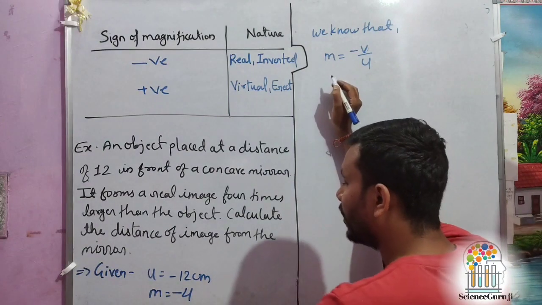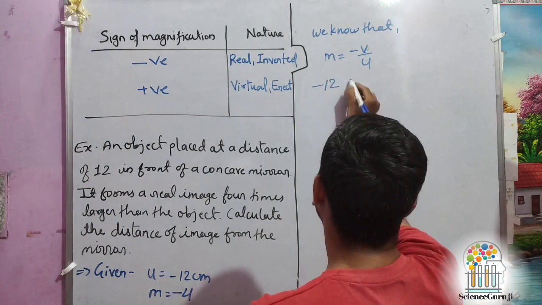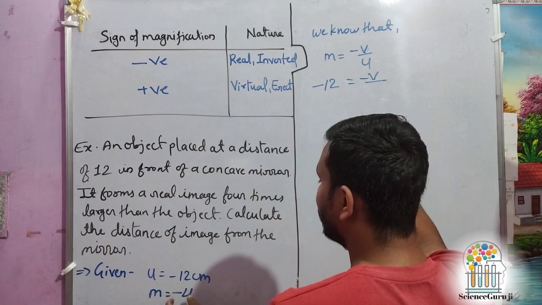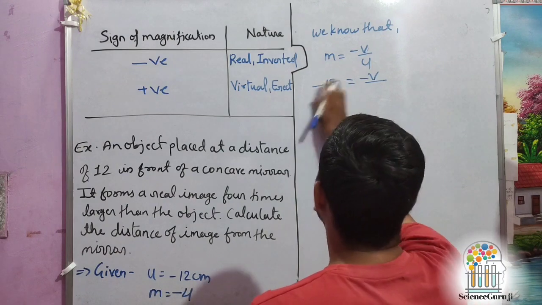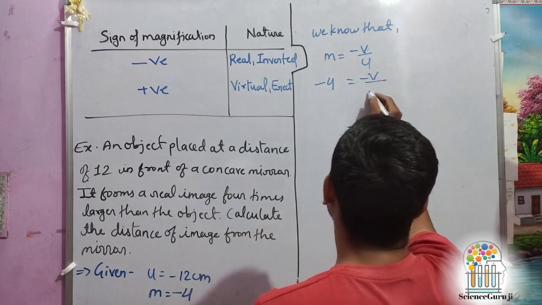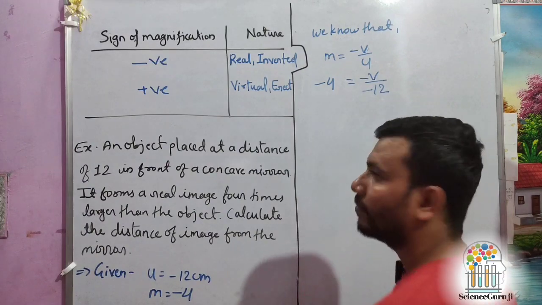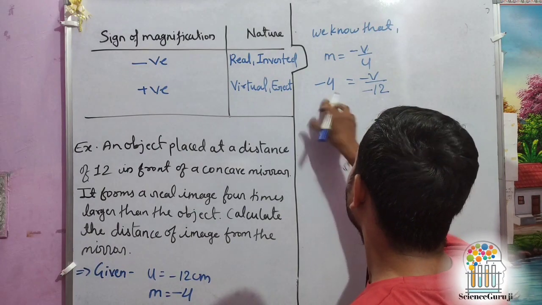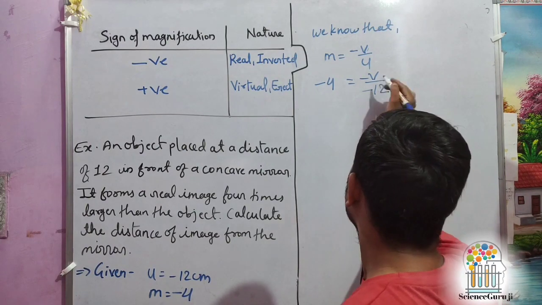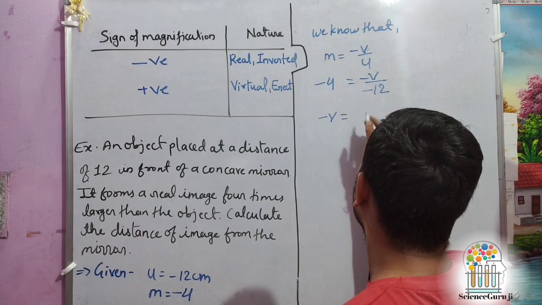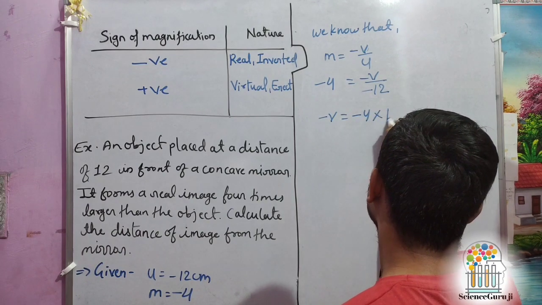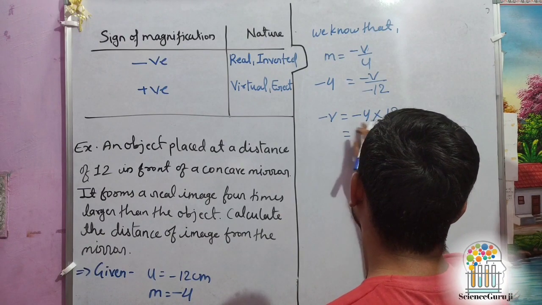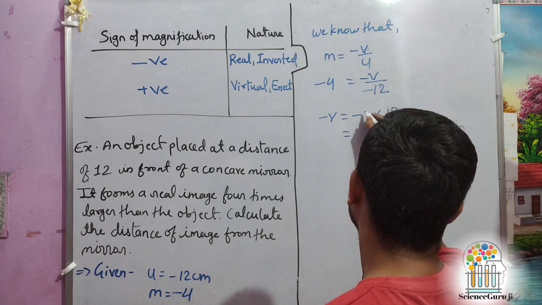So m is given here, that is minus 4, and v we have to find out, and u is given here, that is minus 12. Okay, now we have to just transfer these over to the next side. So minus v is equal to minus 4 into 12. So what we get here, 12 4s are 48.